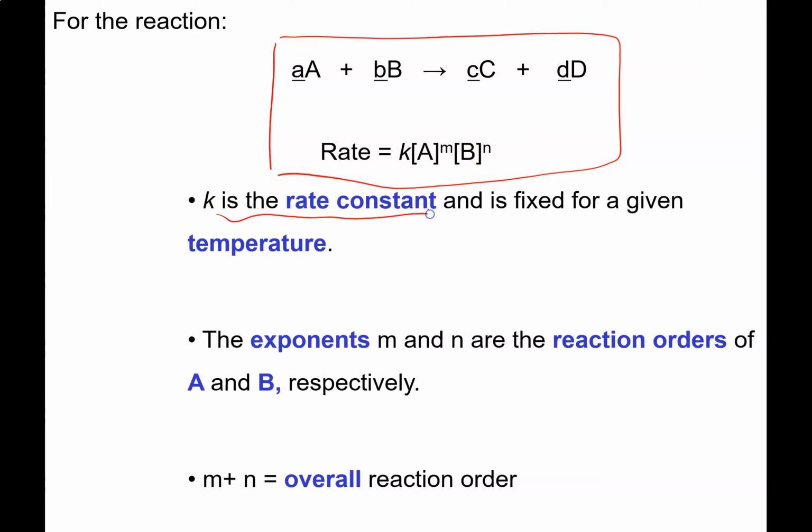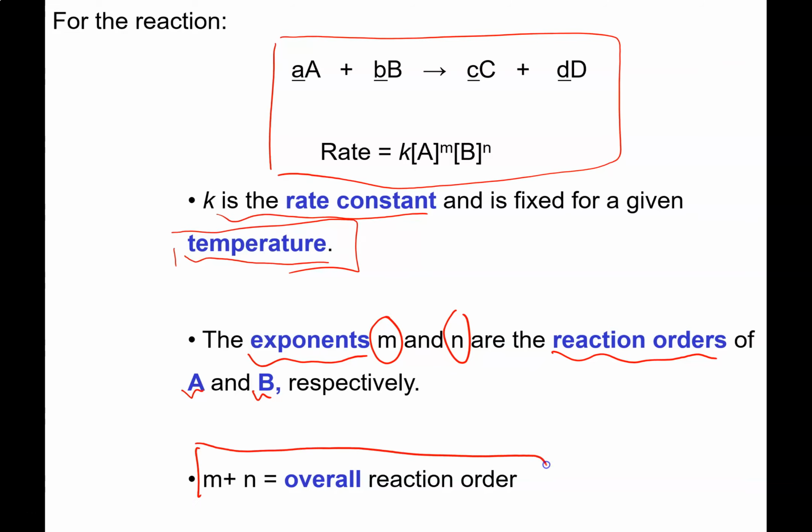So K is referred to as the rate constant. And the interesting property of the rate constant is it isn't dependent on the concentration of our reactants or products. It is only dependent on the temperature. So K is a rate constant. It's a given for a particular reaction at a given temperature. The exponents that appear in the rate law, M and N in this case, are what are referred to as the reaction orders of the reactants A and B respectively. So every reactant will have its characteristic reaction order.